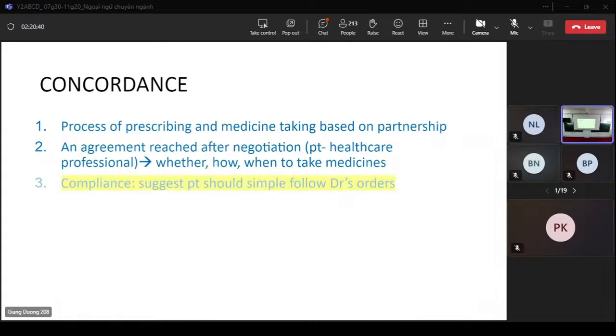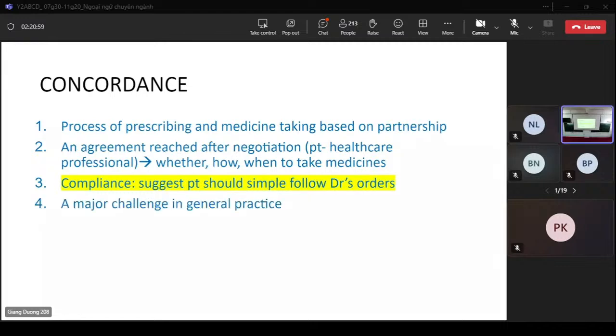Now, concordance. The word compliance suggests our patients should simply follow doctor's orders. Các bạn thấy cái nghĩa của compliance đơn giản là phải đi theo thôi. Còn concordance đó là sự đồng thuận. Thấy chưa?